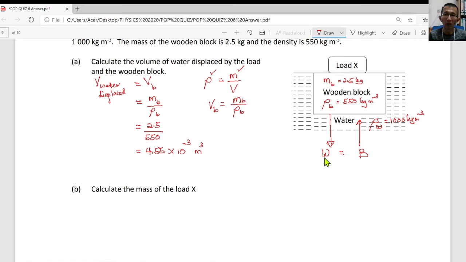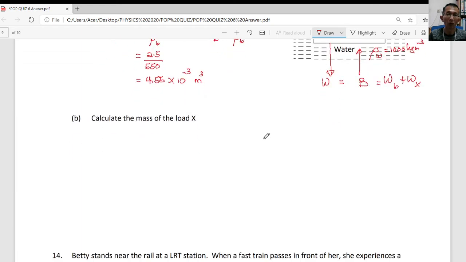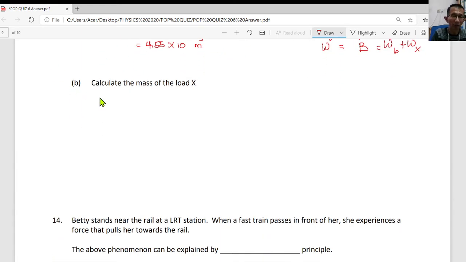Okay, but what weight? The weight of the wooden block plus the weight of load X. Alright, so this W is actually equal to the weight of the wooden block plus the weight of load X. Can you follow? Alright, so I am going to rewrite it here. The buoyant force equals the weight of load X plus the weight of the wooden block. What else does Archimedes say about this buoyant force? The buoyant force is also equal to the weight of water displaced.